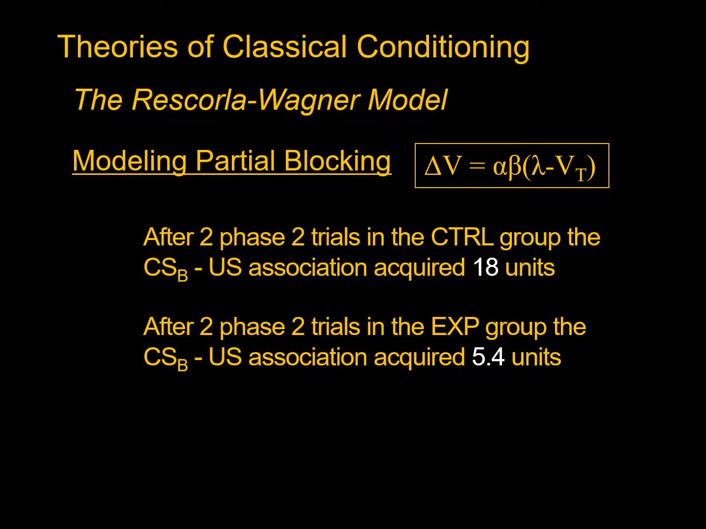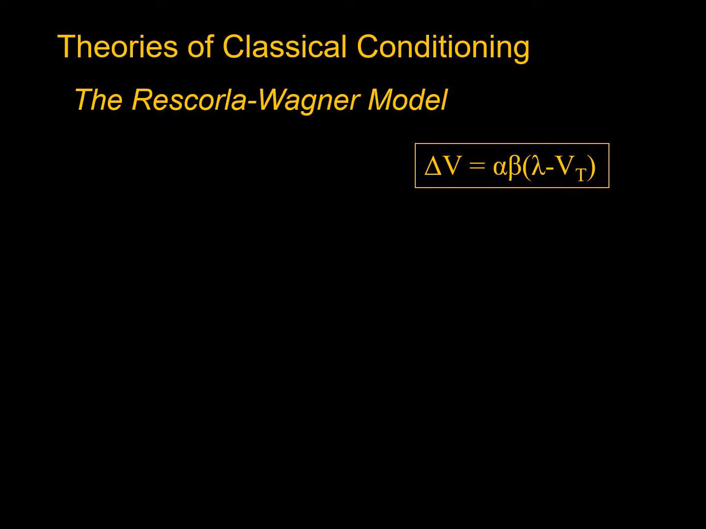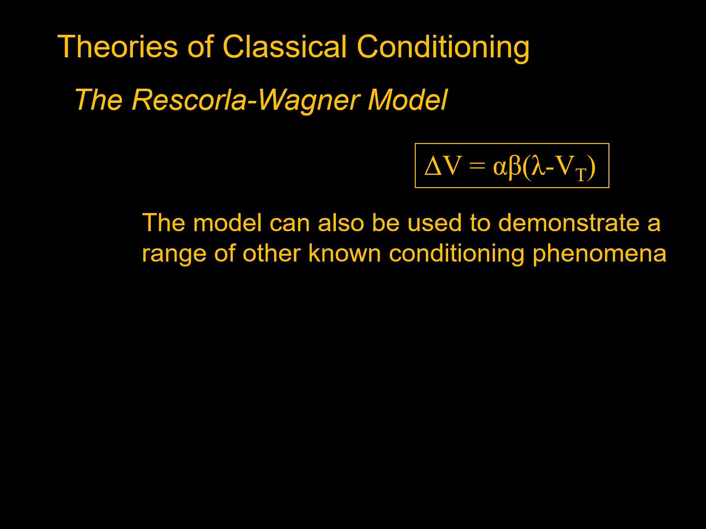And if we just look at the first 2 trials we just did for our experimental group here, in the partial blocking situation, CSB acquired a total of 5.4 units, which is less than 18, which is our demonstration that that CSB association has been partially blocked in our experimental group. It's not acquiring strength at the same rate as it is in the control group. There's a bunch of other things that we could model, and I'm probably not going to go through them unless somebody really wants me to. I'm guessing nobody does.